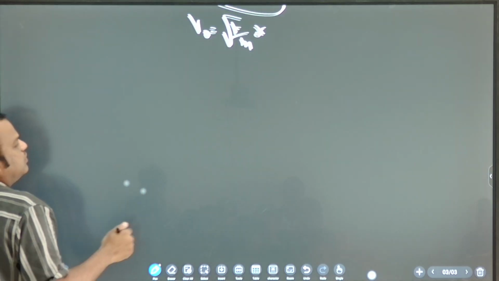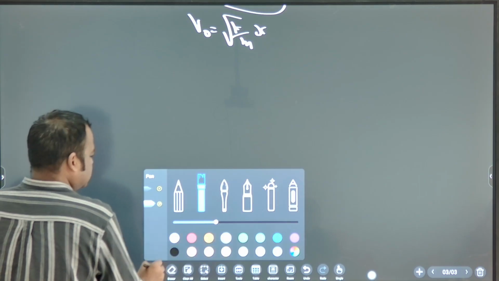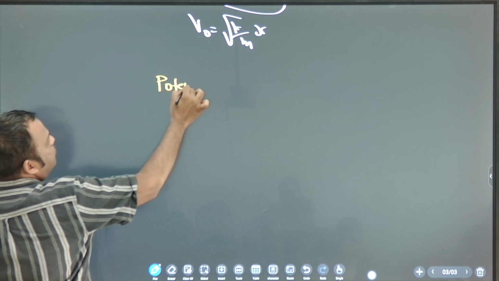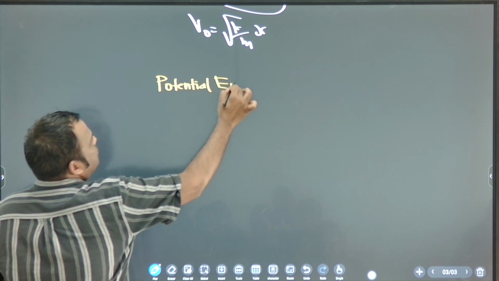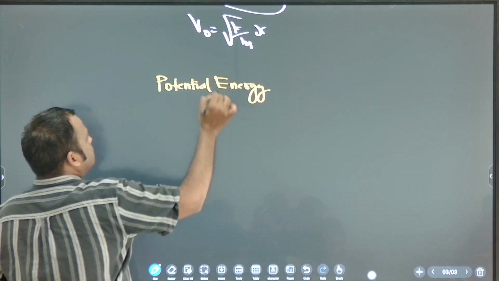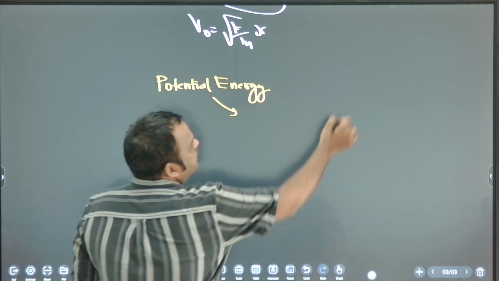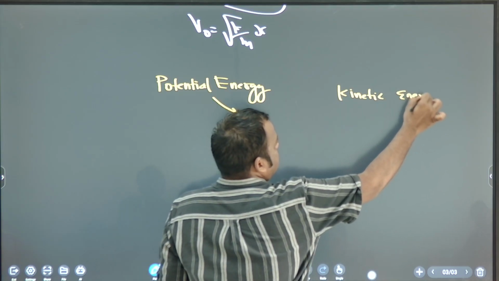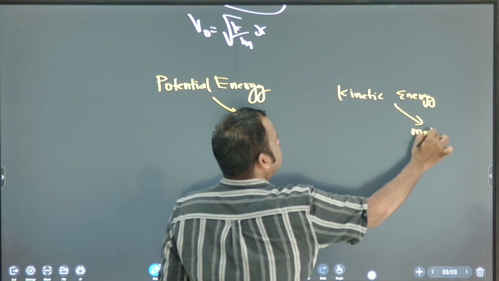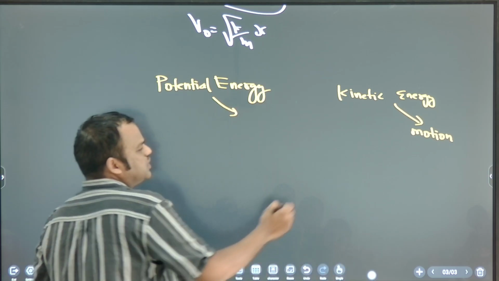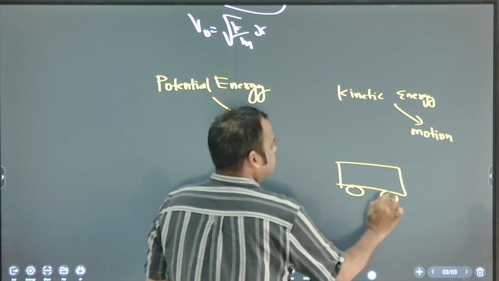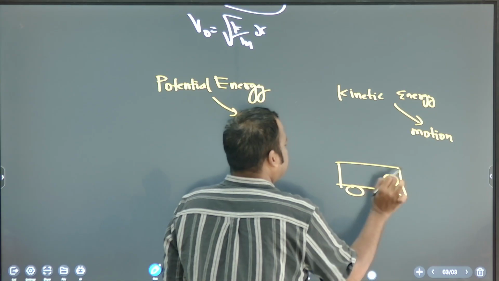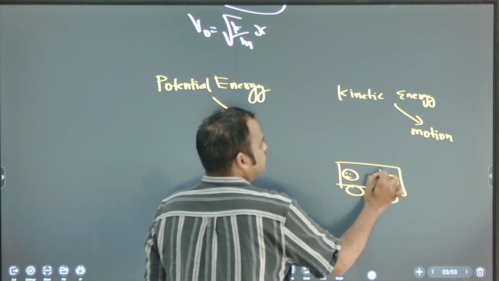Now, a few more points we'll discuss. Yesterday we discussed potential energy. Now kinetic energy. Kinetic energy is due to motion. Suppose there is a bus, and the driver is sitting. This is the driver, it is driving, and this is the passenger.